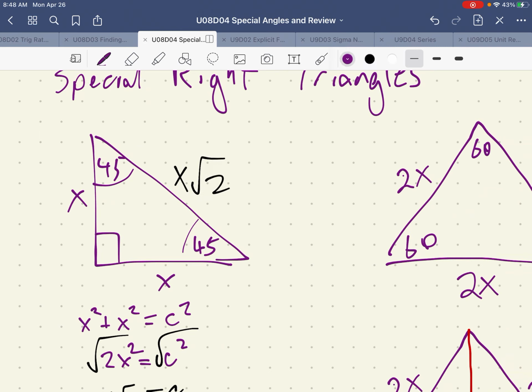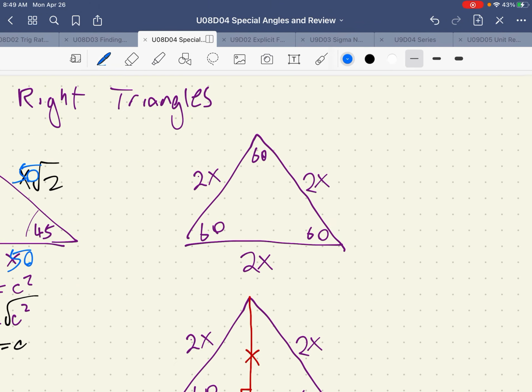And the reason that's relevant is that if you have a right triangle with the two legs being 5, the hypotenuse, without doing any work, should be 5 radical 2. If it were 50, then the hypotenuse would be 50 radical 2. So that's a nice property of the 45, 45, 90 right triangle.